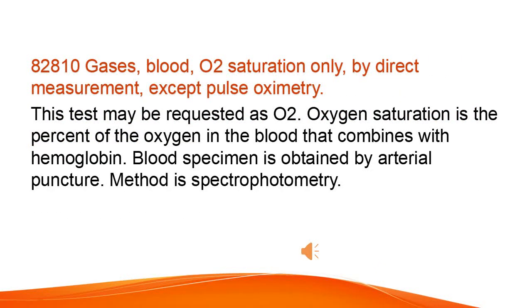Gases, blood, O2 saturation only, by direct measurement, except pulse oximetry. This test may be requested as O2. Oxygen saturation is the percent of the oxygen in the blood that combines with hemoglobin. Blood specimen is obtained by arterial puncture. Method is spectrophotometry.